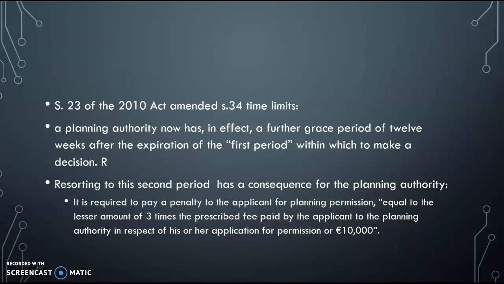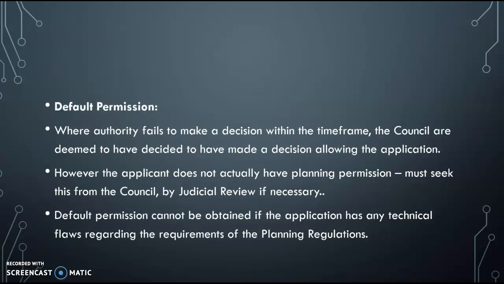So there are consequences to encourage the planning authority not to avail of the further grace period of 12 weeks. There's the issue of default permission. If the application isn't decided within the required time frame of 8 weeks, or 8 weeks plus 12, whichever is applicable, then the application is deemed to have been granted. But it's not automatic. You have to actually go to court to ask the court to give you an order saying the application has been granted by way of judicial review, which we'll be looking at in later lectures.